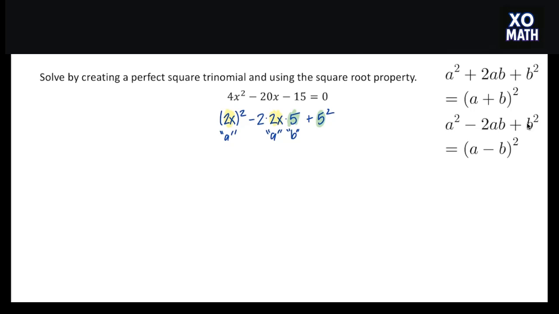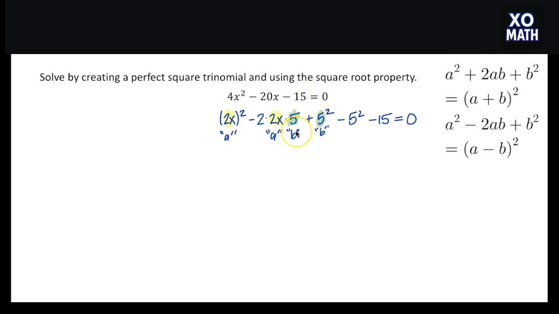But we can't just randomly add 5 squared. We also have to subtract 5 squared because we would change the problem if we just randomly added 5 squared. And I also can't forget about this minus 15 at the end, so that's still there as well, equals 0. Whew, so it's a little clever algebra situation we have going on. If you were to multiply these out, we would get the same original equation up here.